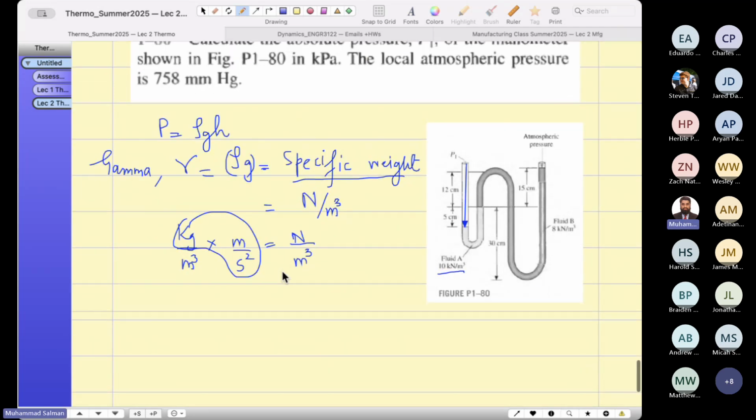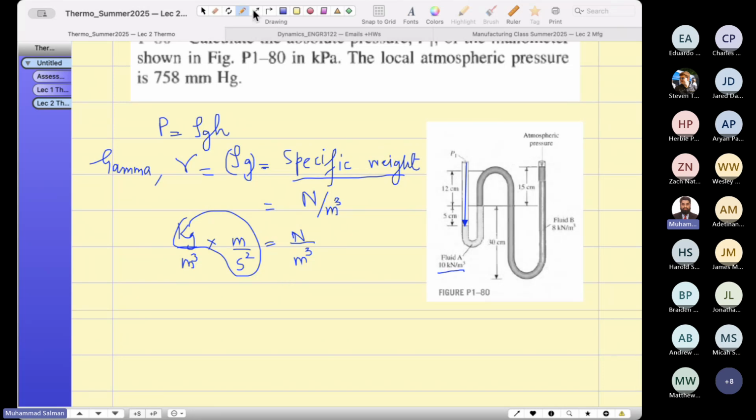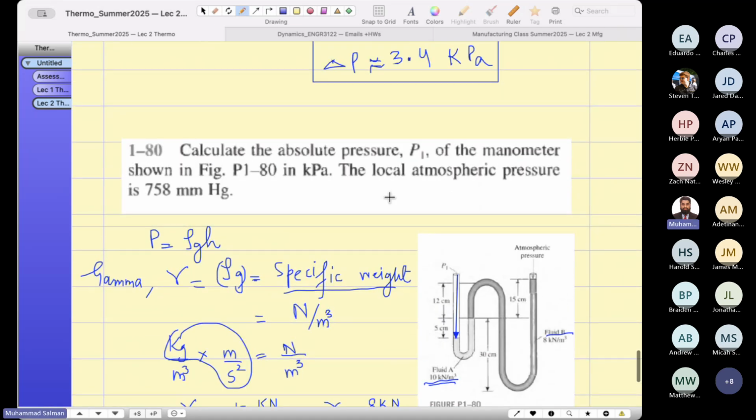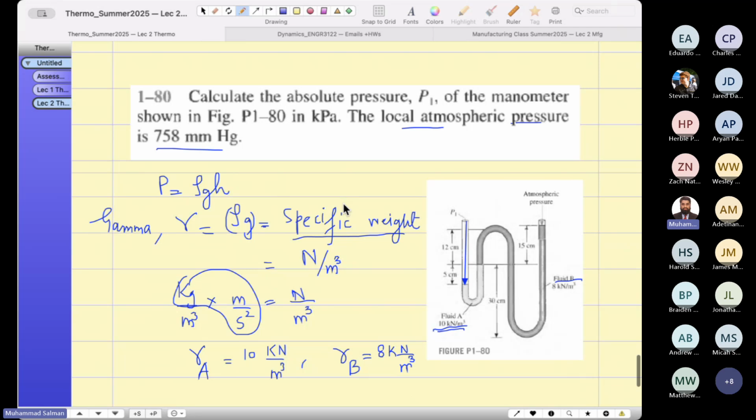Okay, let me show you. The pressure is being exerted over here on this column, which has a specific weight of 10 kilonewton per meter cubed for fluid A, and then there is another fluid B. The specific weight of fluid B is 8,000 newton, or 8 kilonewton per meter cubed. The local atmospheric pressure is given. So calculate the absolute pressure P1.